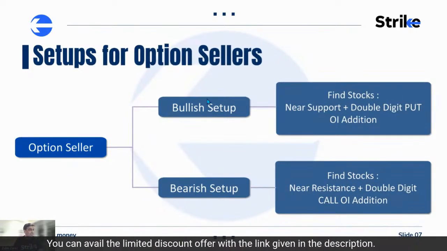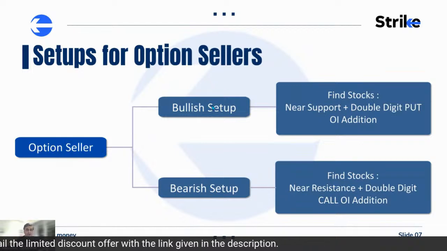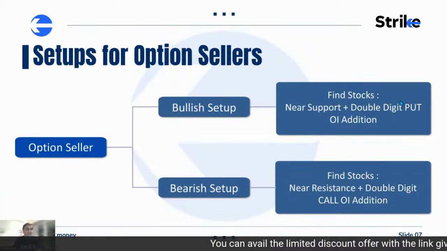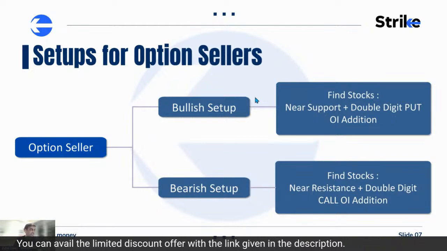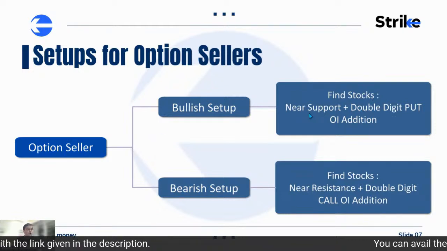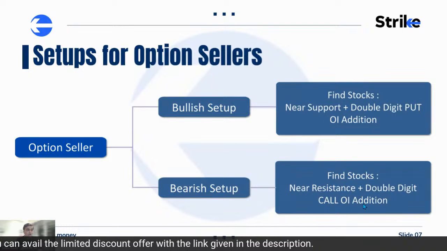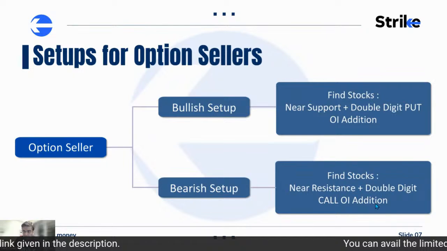Option seller: if you have a bullish setup, you expect prices to bounce back, then you have to look at the near support. You have to look at the OI addition in the put. Is put OI getting added? If yes, then you can have that bullish setup by selling a put option. Now a bearish setup means you can sell a call option. When will you sell a call option? When the stocks are near the resistance and their call OI has a double digit addition in it.